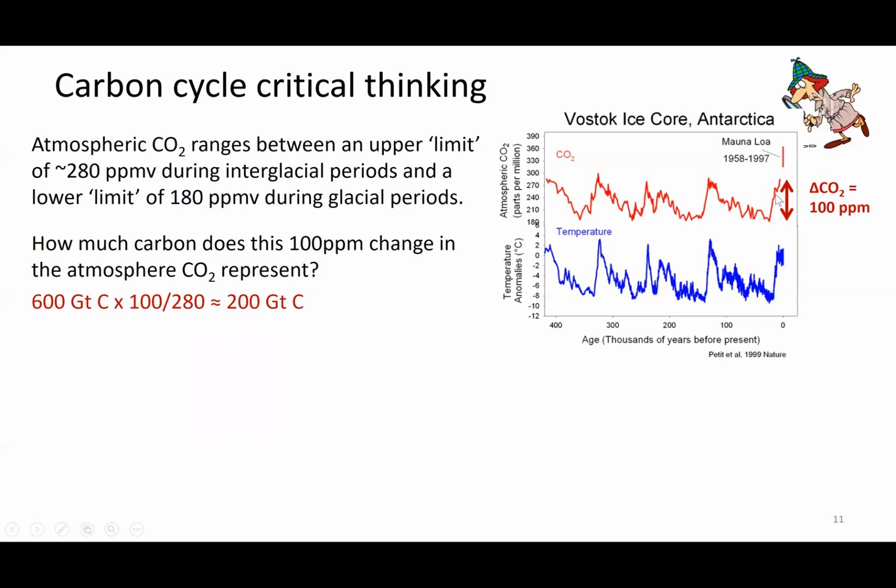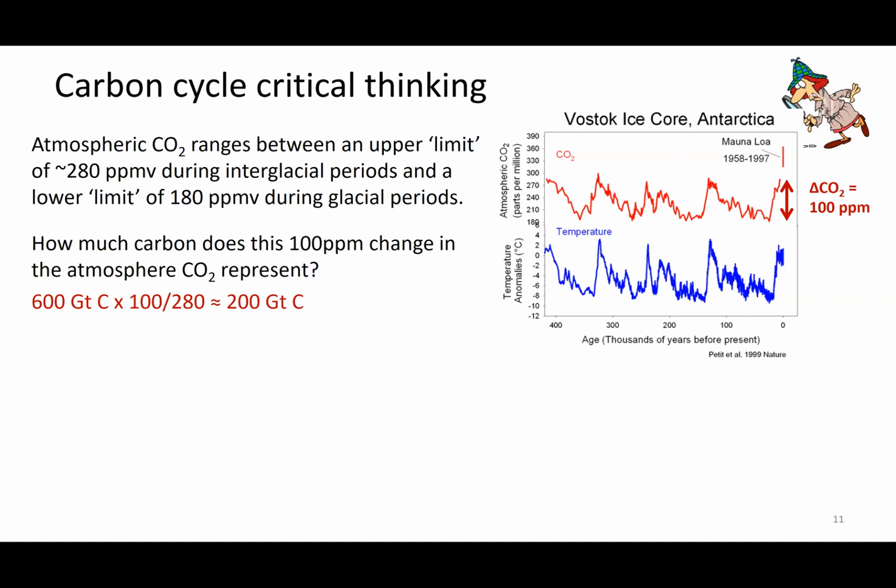And we know that the reduction is 100 ppm into the glacial period. So if we take 100 divided by 280 and multiply that by 600 gigatons, we can estimate that during these glacial periods, there was 200 gigatons less carbon in the atmosphere than during the interglacial periods. So the question is, where does that 200 gigatons go? Could that be in the added growth of the terrestrial biosphere?